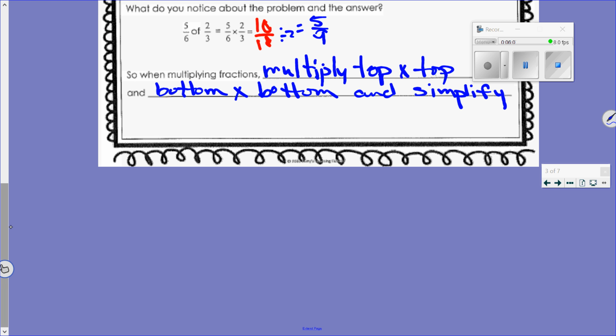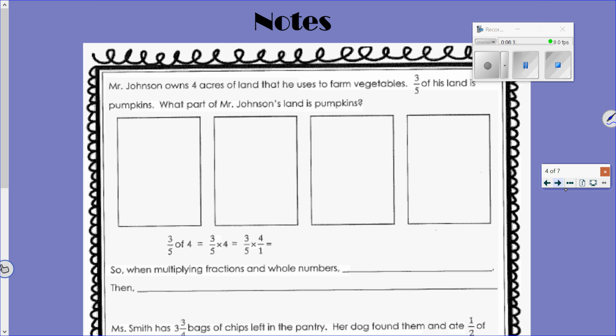Okay, go ahead and turn the page. Okay, next one's going to be a little different. Mr. Johnson owns 4 acres of land that he uses to farm for vegetables. 3/5 of his land is pumpkins. What part of Mr. Johnson's land is pumpkins?